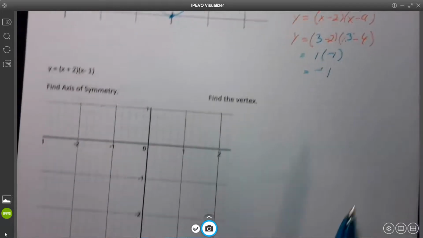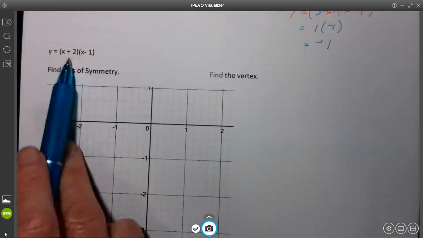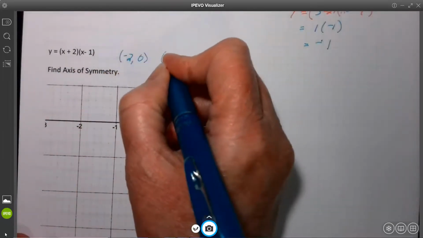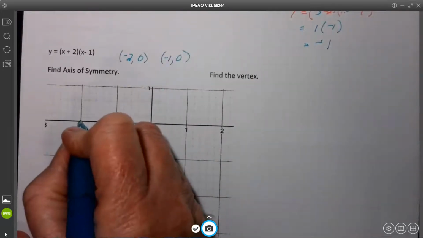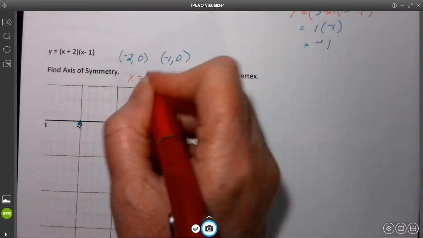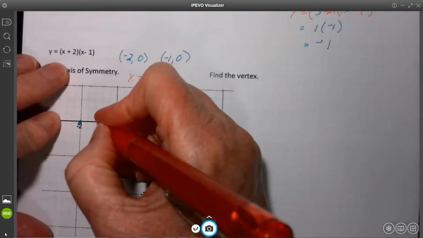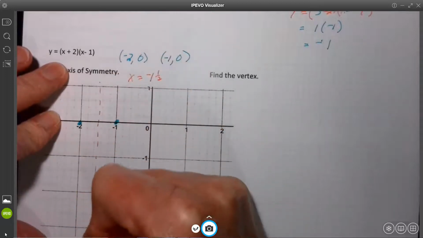Okay. So here we go with another one. And if you want to, pause it and try it on your own. So this tells me my x-intercepts are negative 2 and negative 1. My axis of symmetry is going to be halfway in between that. So x is equal to negative 1 and 1/2. It's going to go right here. Look at that. It's going to go right there. Halfway in between. That's my axis of symmetry.